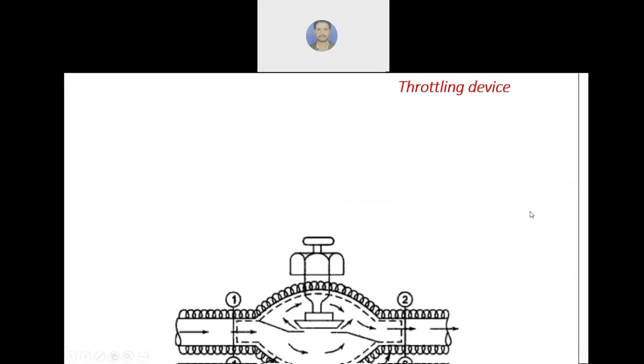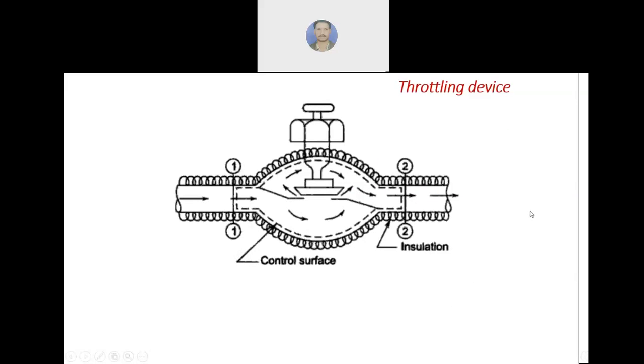Now next, the throttling device. A throttling device is the thing which doesn't do any work. It is insulated, height is the same, everything is the same. The throttling device process is a constant enthalpy process. Whenever a throttling device comes, you only consider constant enthalpy, meaning H1 equals H2. This is a simple concept. If it is written throttling device or throttling process, just write H1 equals H2. That's all.